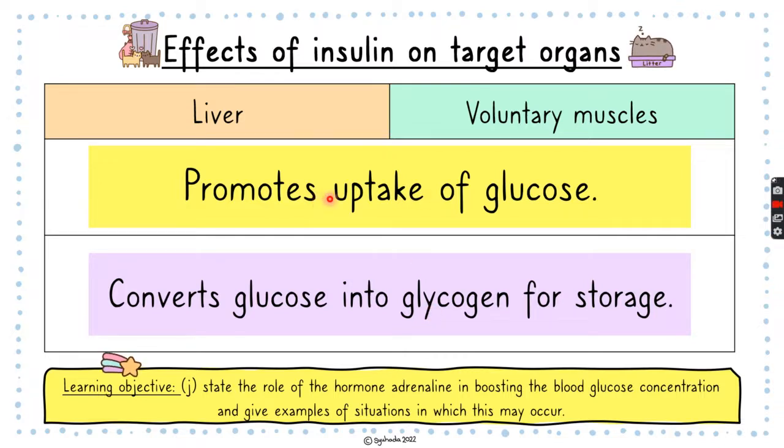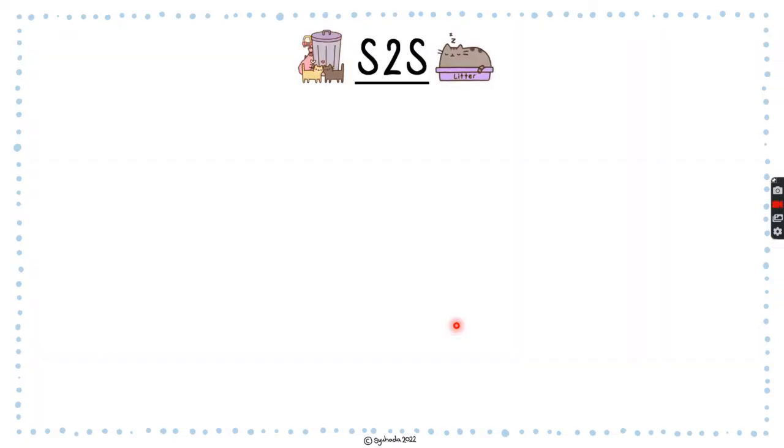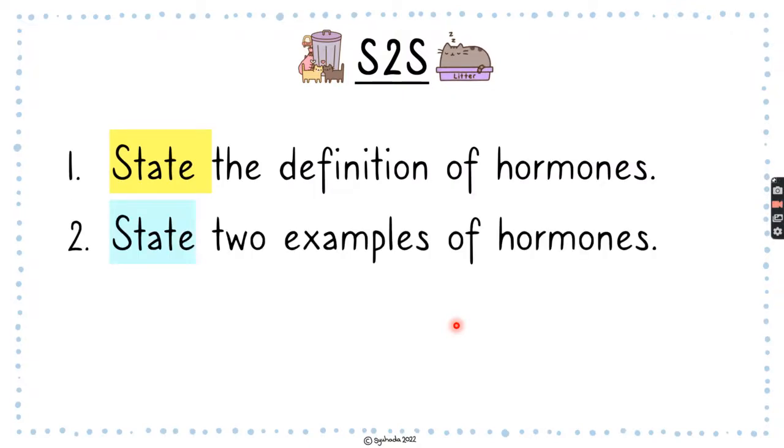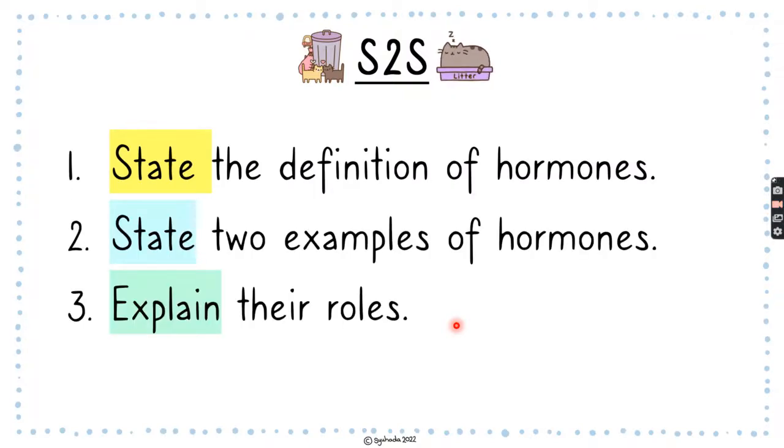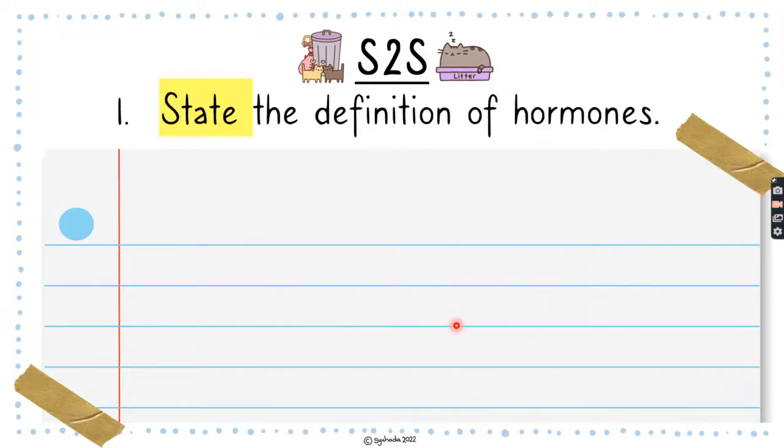Firstly, you want to make sure that the cells in the liver and the muscles can take in glucose more, so that glucose will be absorbed more. Therefore, the blood glucose level will drop because now the glucose is inside the muscles and the liver. And to store it for a longer term, glucose is converted into glycogen. So now we are basically done with all our 3 learning objectives today. Remember, our steps to success were to state the definition of hormones, state 2 examples of them, and also explain their roles.